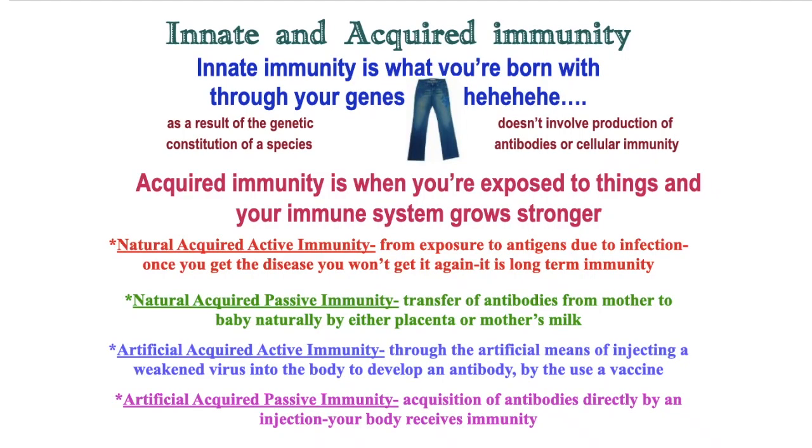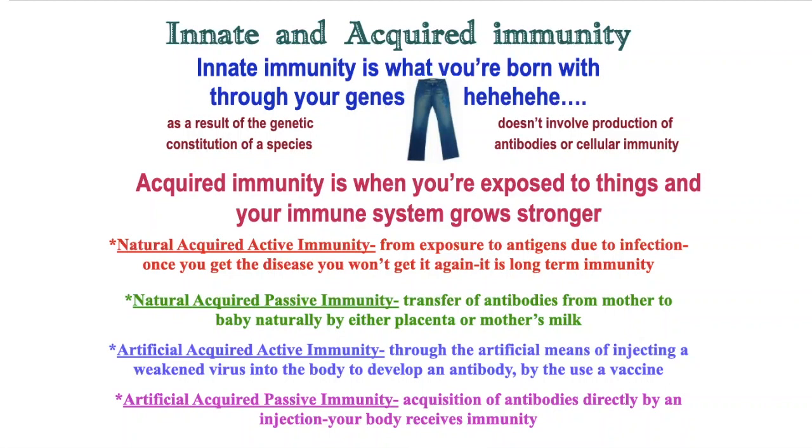So the inborn or innate immunity versus the acquired immunity, as we said, innate is going to be you're born with it. It's passing through your genes. This can be a result of your genetics, what you pass on through a parent to child. This doesn't usually involve the production of antibodies or cellular immunity. So this is what you're born with. Now, acquired, we said, is what you're exposed to. This is something you're getting.